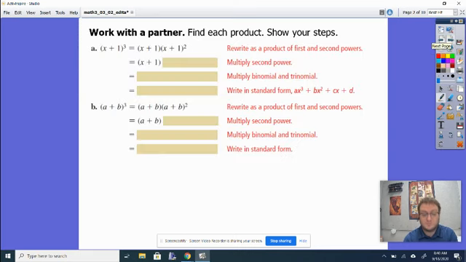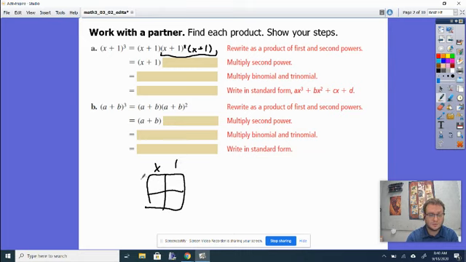So looking at letter A here, I'm going to start with x plus 1. And again, I can rewrite this, and I prefer to write it this way. So what we're going to do is take these last two, and it's the same thing because multiplication is commutative. We're going to multiply those out. So throwing it in the box from last time, x times x is x squared, x, x, and 1. So then I have x squared plus 2x plus 1.